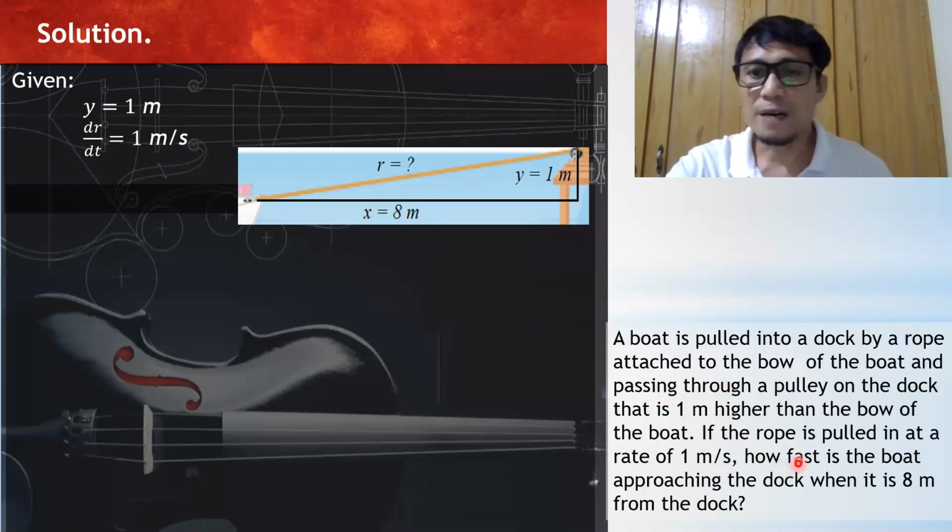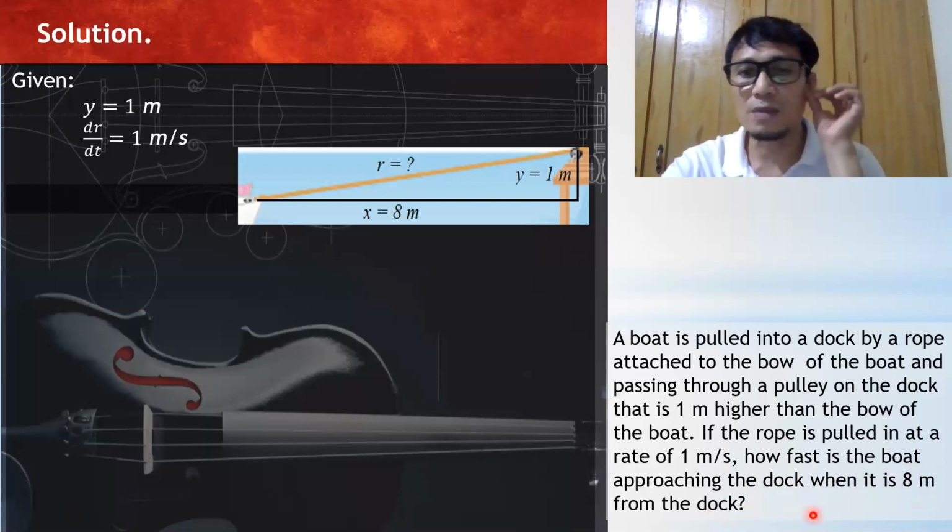Then, how fast is the boat approaching the dock when it is 8 meters from the dock? We have another given here. The given actually is 8 meters. That refers to what? That refers to your x, because it says how fast is the boat. The boat is approaching here, so it's actually traveling a horizontal distance, approaching the dock. So that refers to the x.